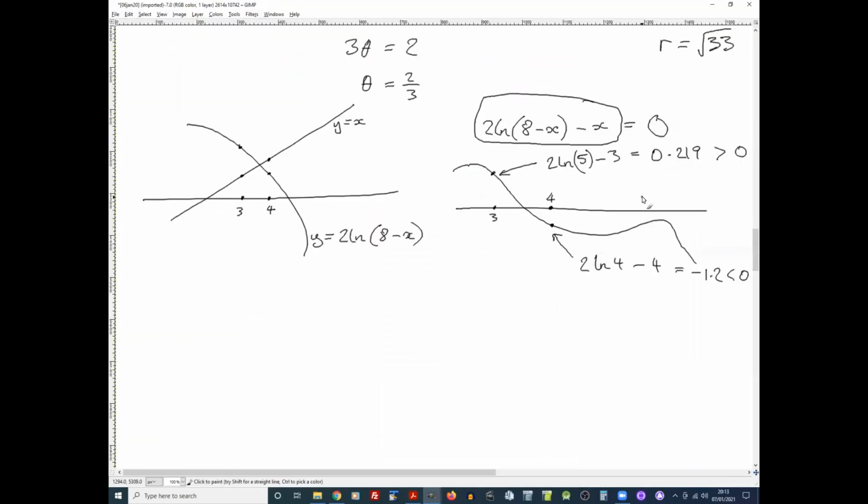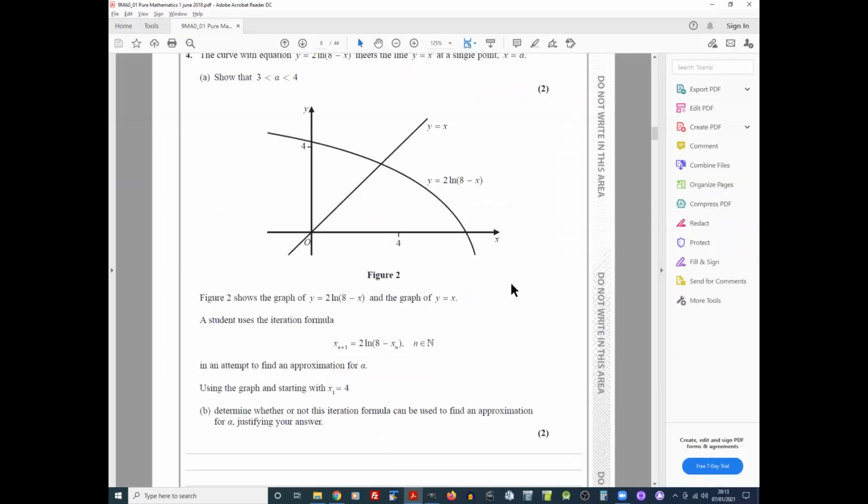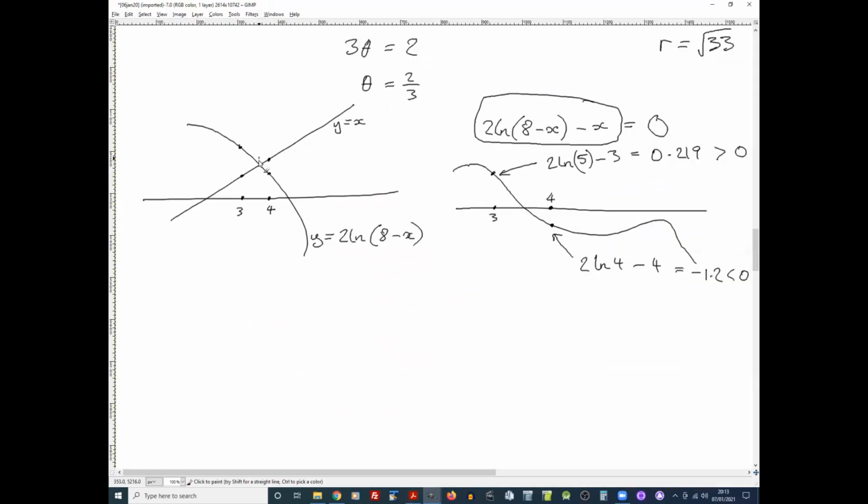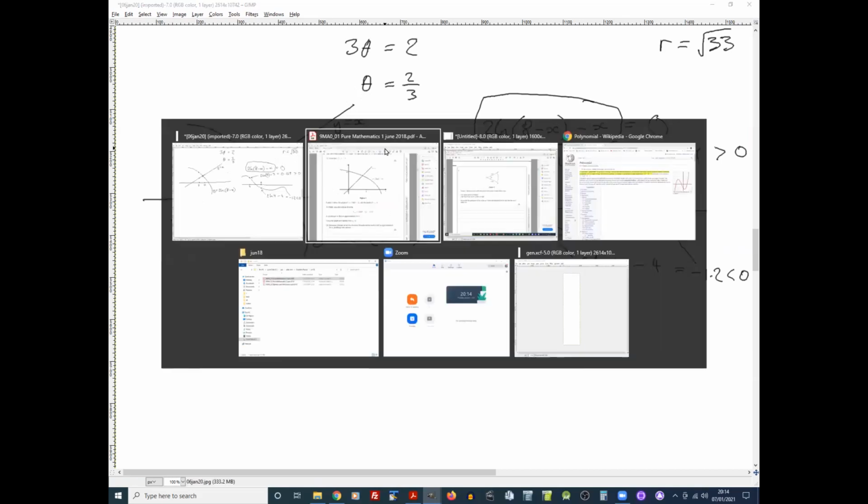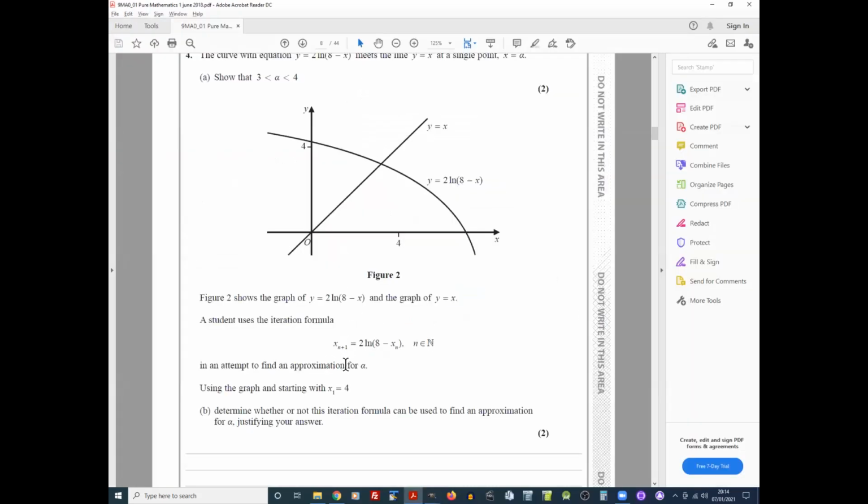And now they're saying, okay, here's the graph in a bit more detail, and the student uses this original version, which is to say 2 log of 8 minus x equals x, because that's the way of showing where the 2 graphs are crossing. Identifying that point there is like putting this equal to that. And that does turn into a useful iteration formula.